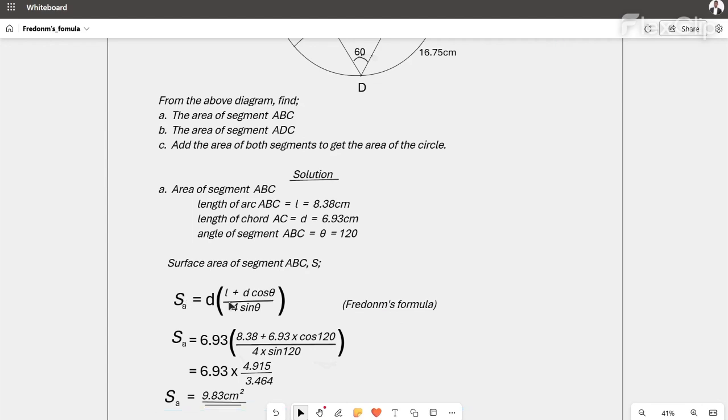This is the unified formula because this formula you're seeing here solves for area of a minor segment and also solves for area of a major segment. You don't need to change anything, whether it's a minor segment or a major segment. Just plug in these values you are seeing here. Then this formula will calculate the area of the segment for you. That's why it's called unified formula for area of a segment, which is Fredom's formula.